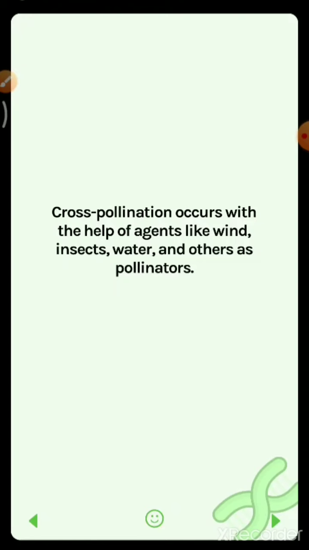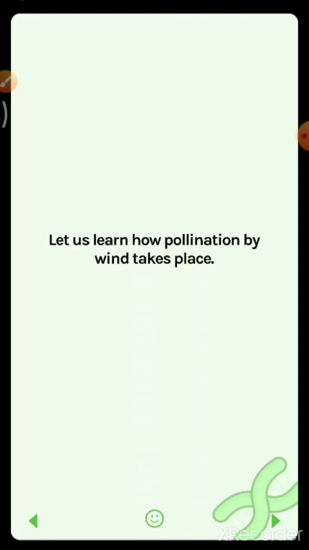So in the last videos we read about pollination and we have also understood the types of pollination, that is self pollination and cross pollination, and we well understood how pollination takes place in self pollination and in cross pollination. Today we are going to read about how cross pollination occurs with the help of agents like wind, insects, water, and others as pollinators. So let us learn how pollination by wind takes place.